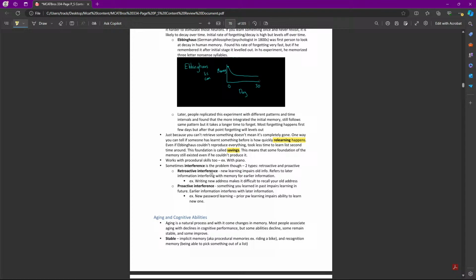Sometimes interference is a problem, through two types, retroactive and proactive interference. Retroactive is new learning interfering with old memories. New learning impairs old information stored. Proactive is what you learned in the past impairing something in the future. So I had those backwards. Retroactive is new content impairing the past. Proactive is old content impacting new content.